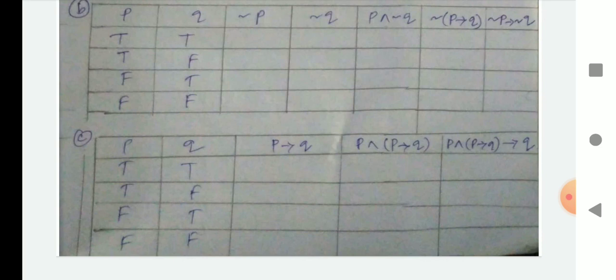And again, in the second answer you will get P conjunction P conditional Q. Then again we make a conditional statement with respect to Q, again with the help of the column of Q. So I think you all will do it well, and thank you for attending my class.